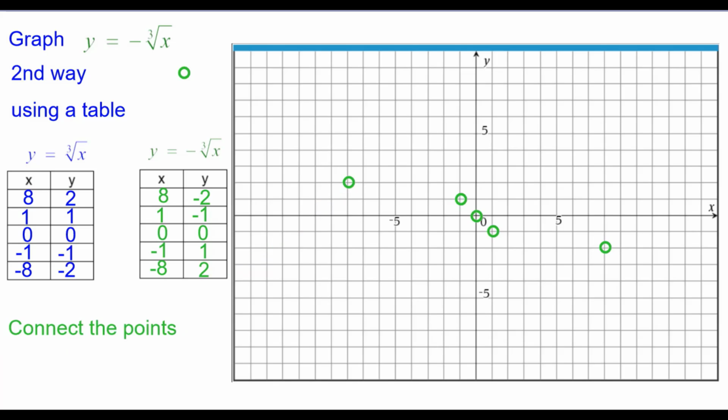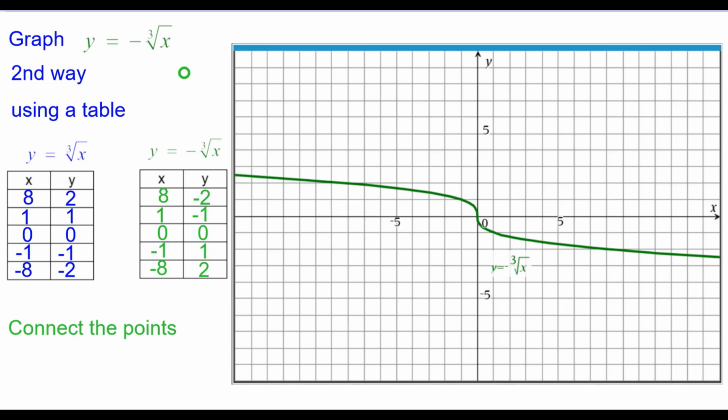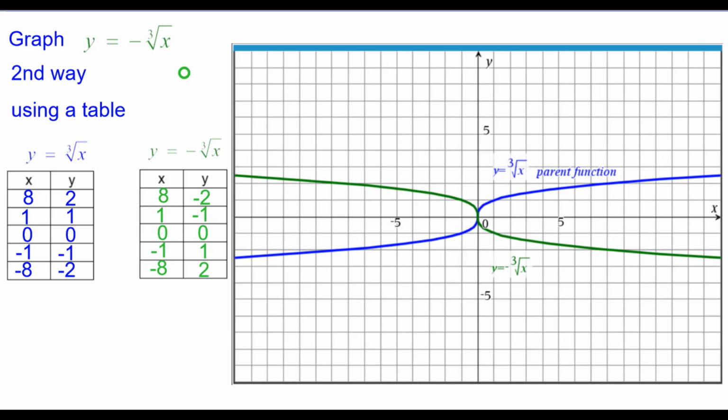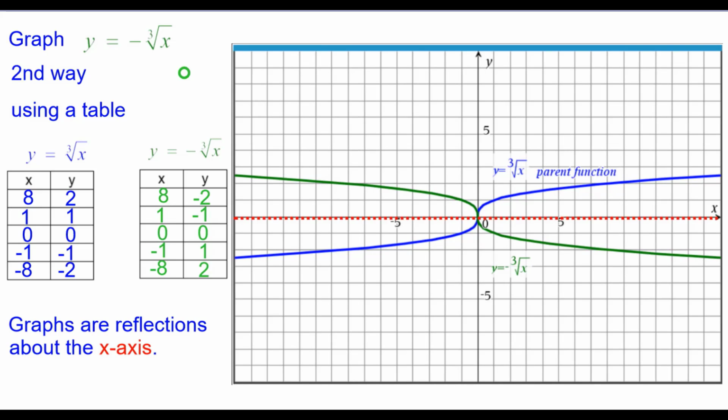Connecting those points, we get y equals the opposite of the cube root of x again. And again, comparing that to the parent function in blue, you can see that the graphs are in fact reflections about the x-axis.